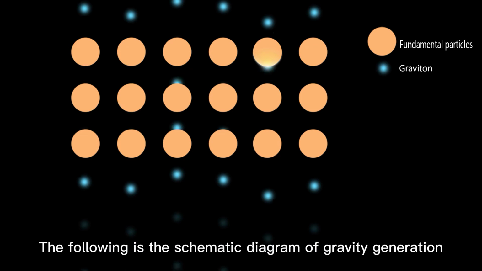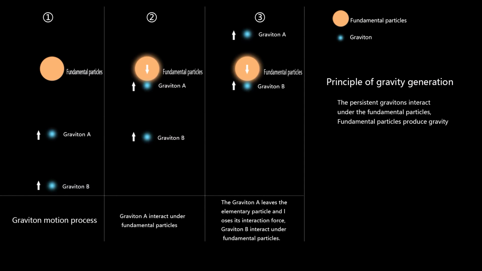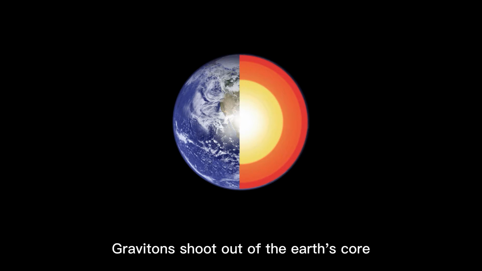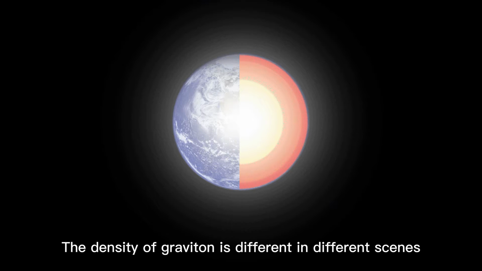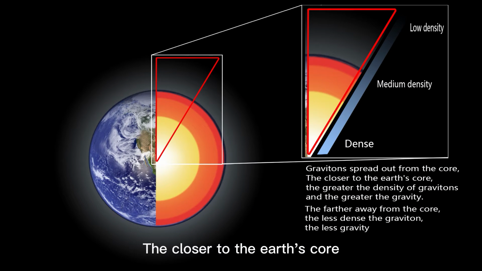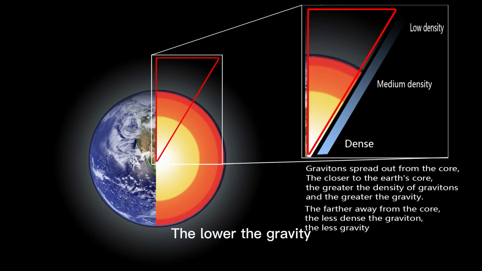The following is the schematic diagram of gravity generation. Gravitons shoot out of the Earth's core. The density of gravitons is different in different scenes. The closer to the Earth's core, the greater the density of gravitons, the greater the gravity. Conversely, the farther away from the Earth's core, the lower the graviton density, the lower the gravity.